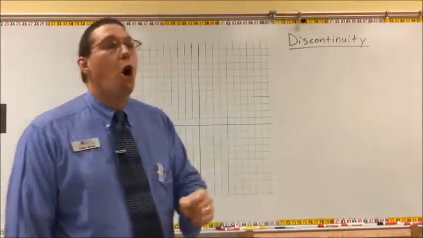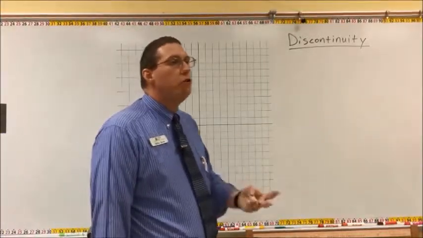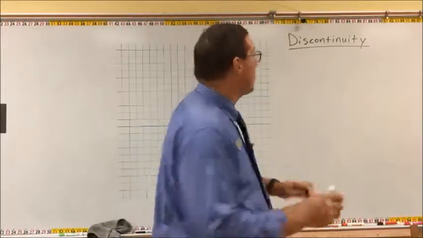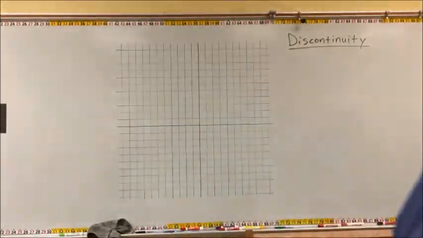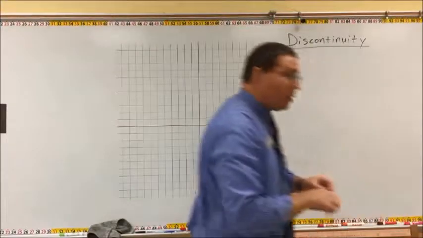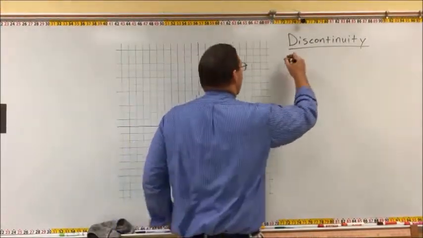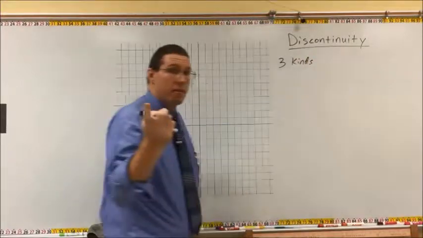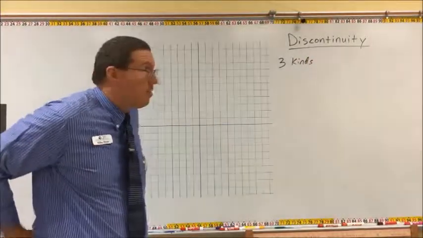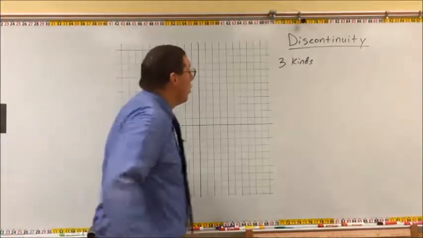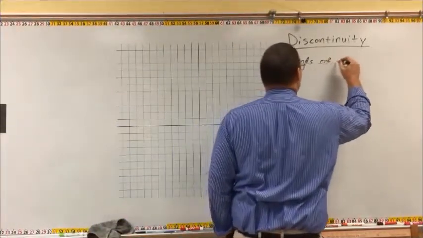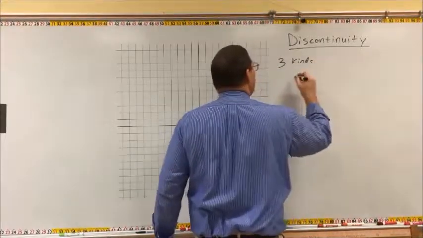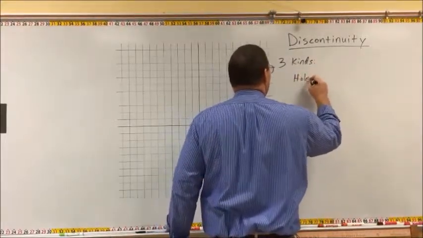Now, you are already familiar with two kinds of discontinuities. A hole is one kind of discontinuity. In fact, we're going to write this down. There are three kinds of discontinuity. In fact, if you're watching this video from home or wherever else, you've probably seen discontinuities all over this video. Three kinds, let's just say. One of them you're familiar with. One of them is called a hole.